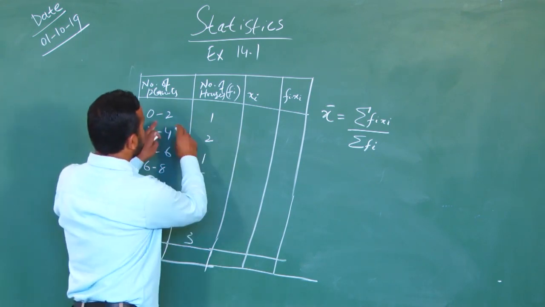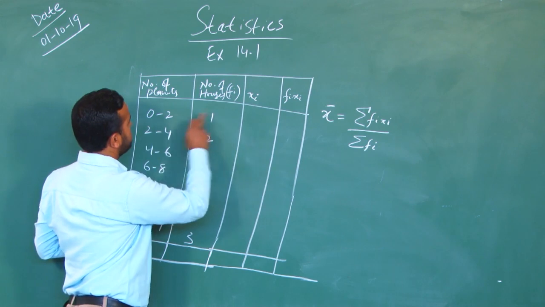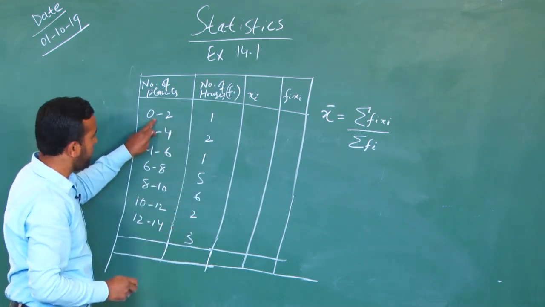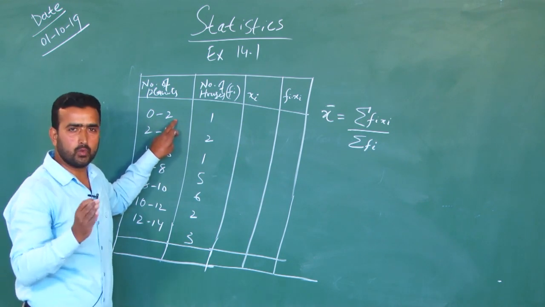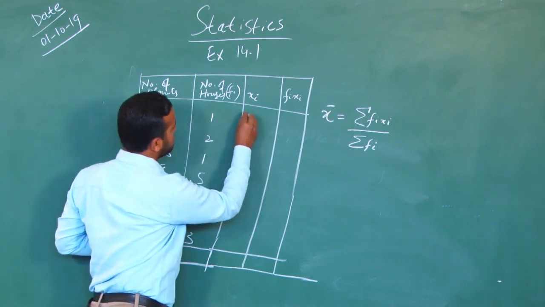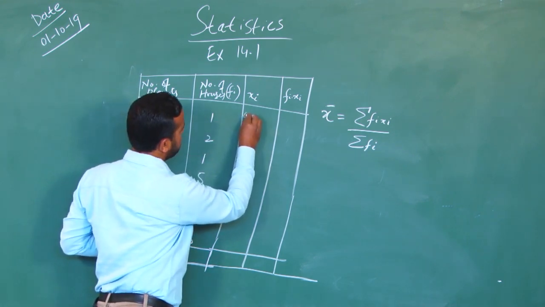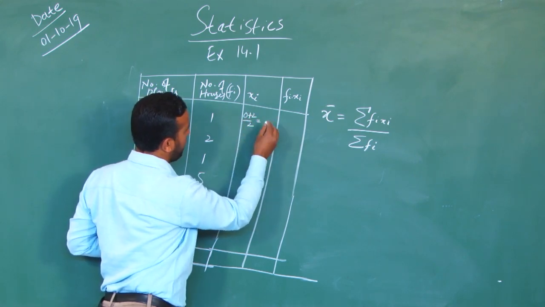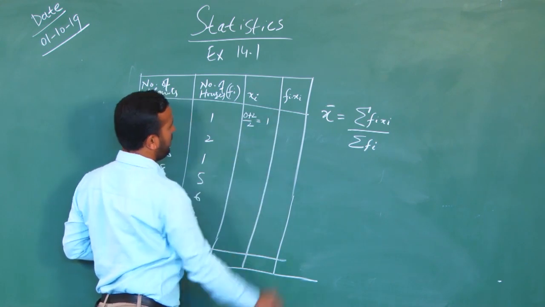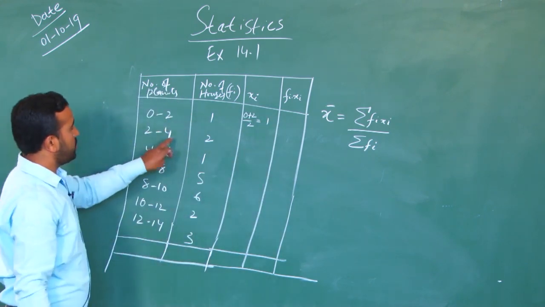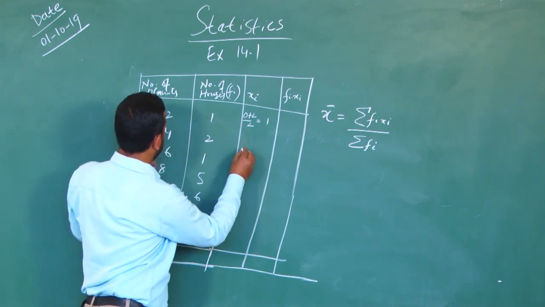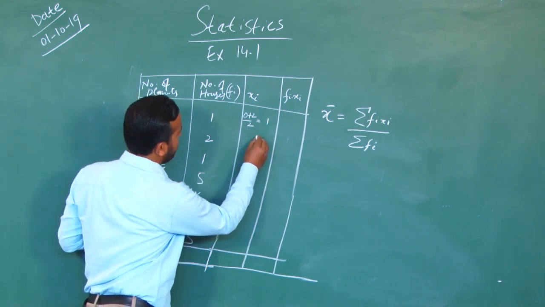See, xi, how we calculate: that is the lower limit plus upper limit. Here the lower limit is 0 and the upper limit is 2. How we calculate the first one? Let us see. It is 0 plus 2 whole divided by 2. That will give us the mid value, that is 2 by 2, that will be equal to 1. Similarly, 2 plus 4, that is equal to 6, whole divided by 2. So that will be 6 divided by 2, that is equal to 3.